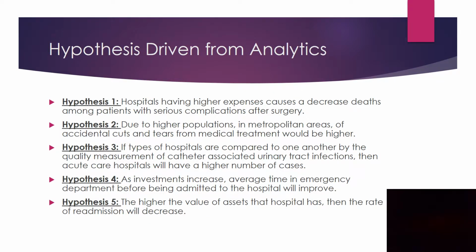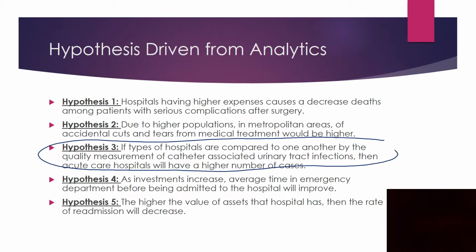Now, from the exploring section, we derived 5 hypotheses to test. The hypotheses were formed from bivariate graphs that seem to have clear relationships. Throughout the rest of this presentation, we'll be focusing on hypothesis 3, which is represented right here that I'm circling. Hypothesis 3 being if types of hospitals are compared to one another by the quality measurement of catheter-associated urinary tract infections, then acute care hospitals will have a higher number of cases.